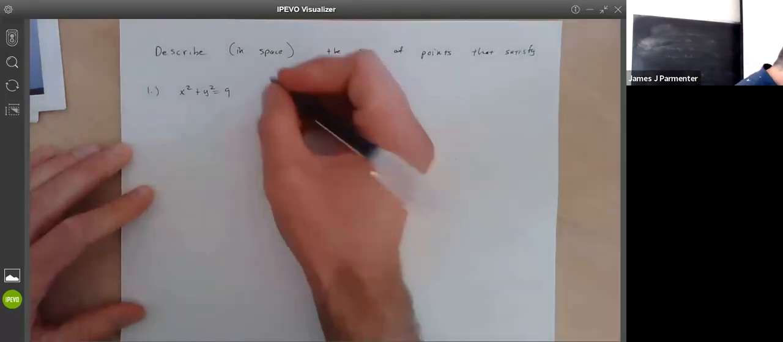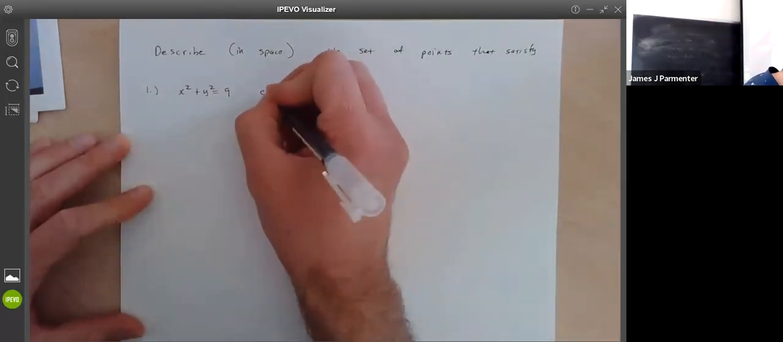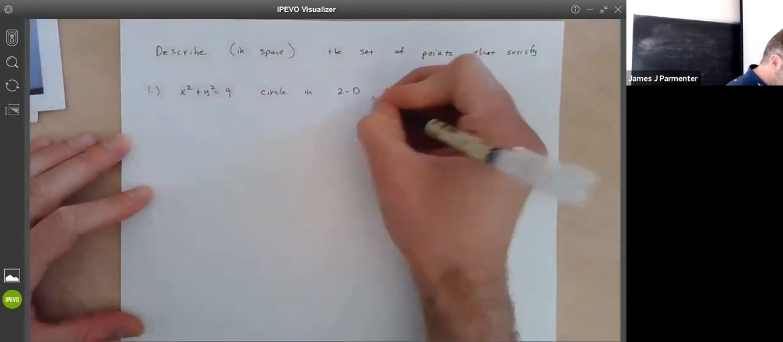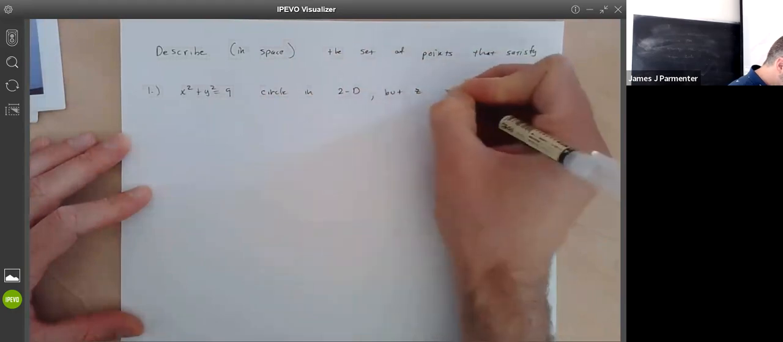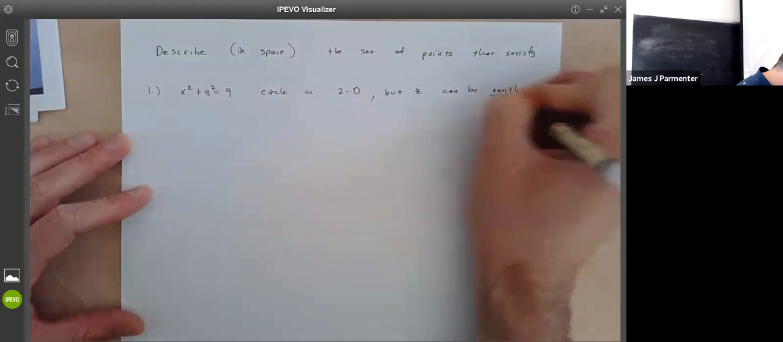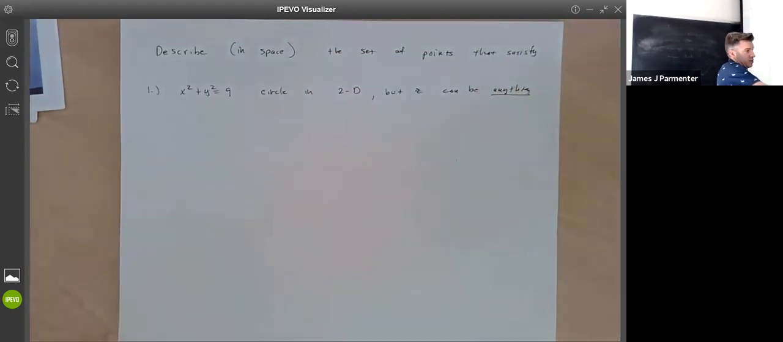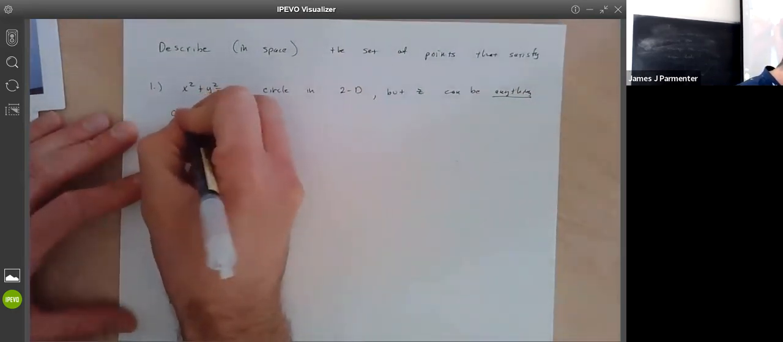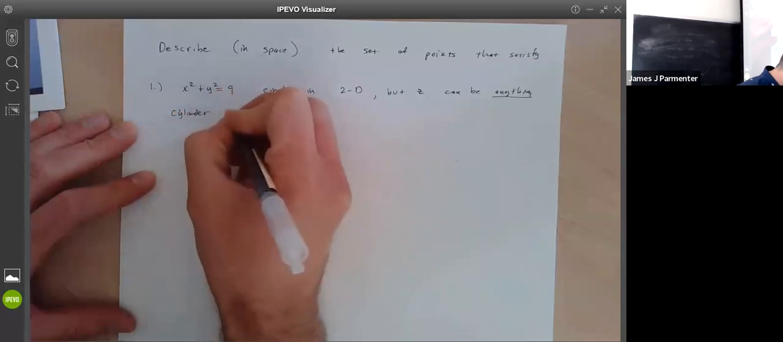So this would be a circle in 2 dimensions. But then z can be anything. So that circle is going to get essentially stretched in the z direction, both up and down, meaning we're actually going to have a cylinder instead of a circle. So this is actually a cylinder of radius 3.